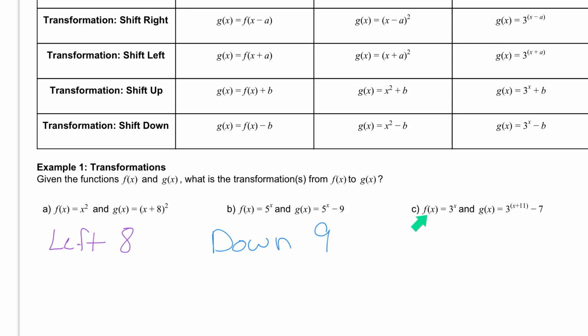And then in letter C, we have our basic function f of x is equal to 3 to the x. And then g of x is 3 raised to the x plus 11, and then minus 7. So there's actually two things that are going on. The plus 11 up in the exponent tells us that we are going to go to the left by 11. And the minus 7 here on the outside of our function tells us that we will be going down 7.